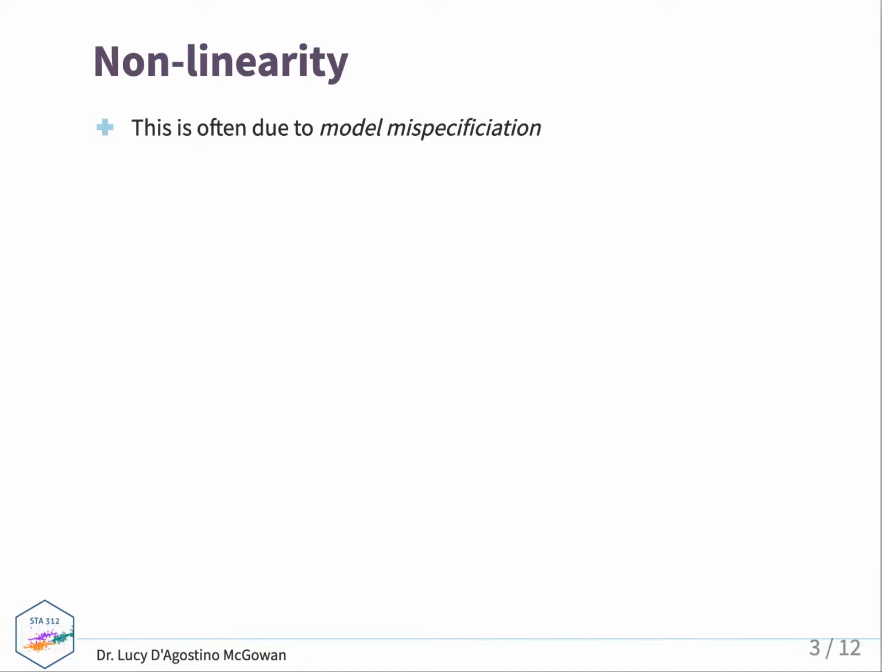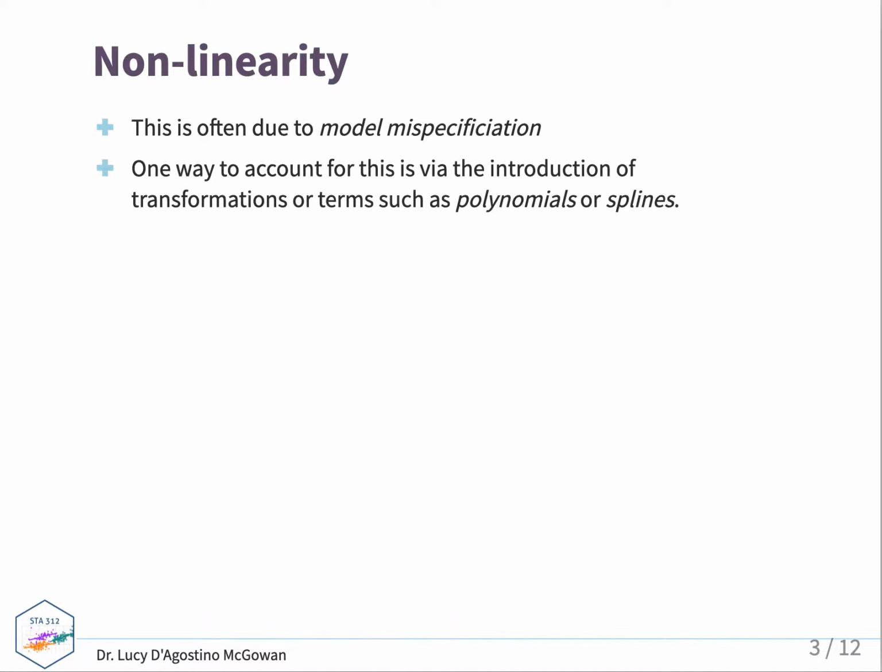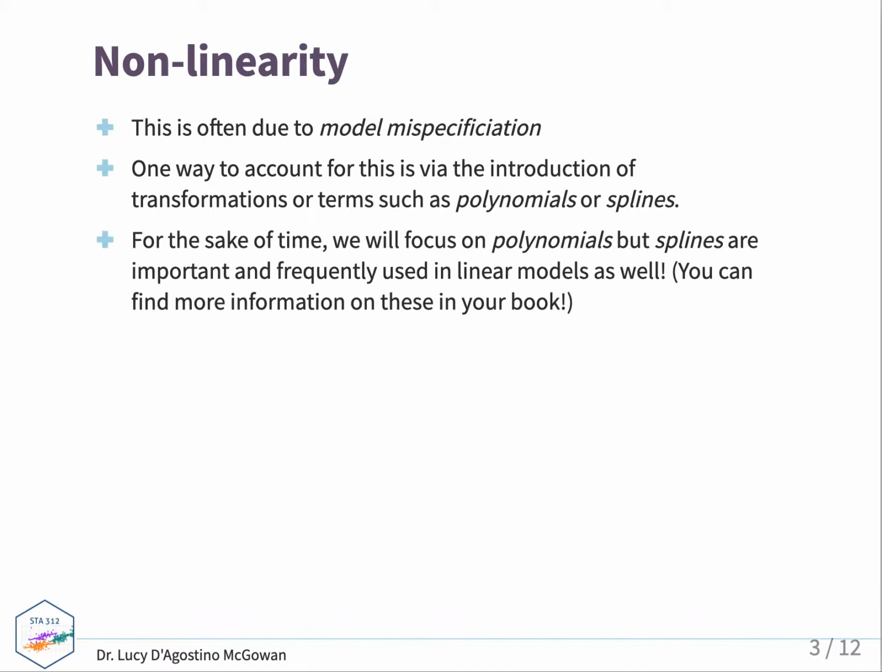So why does nonlinearity happen? It's often due to model misspecification. By that I just mean that you haven't quite specified the model correctly. One way to account for this is via the introduction of transformations or terms such as polynomials or splines. For the sake of time, we're going to focus on polynomials in this class, but splines are really important and frequently used in linear models.